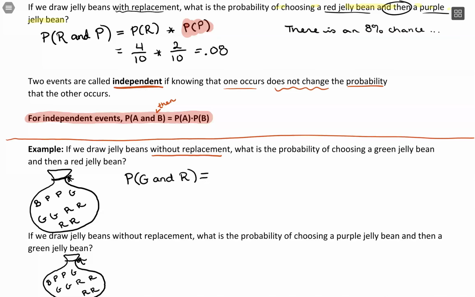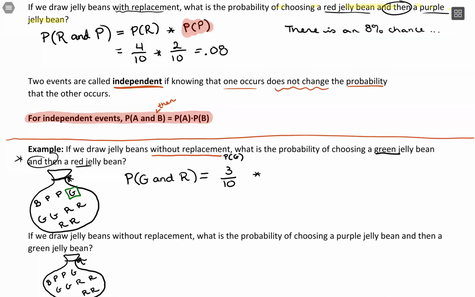Now, we're still going to have multiplication here. So with green and then red, we're still going to think multiplication between two events. The first event is still, I'm getting my first jelly bean, what's the probability that it's green? So what I would do is think about selecting one of these, and there would be a 3 out of 10 chance. So nothing really changes there. That's still just the probability of green.